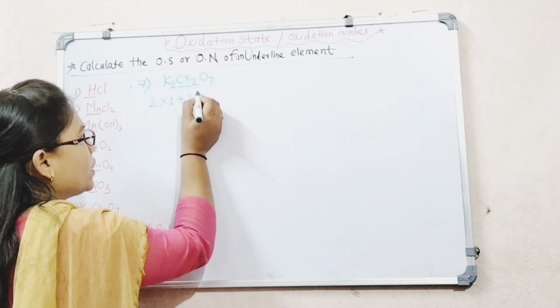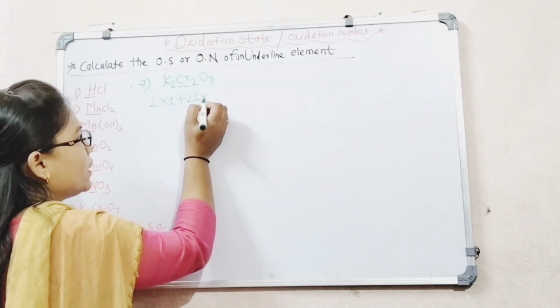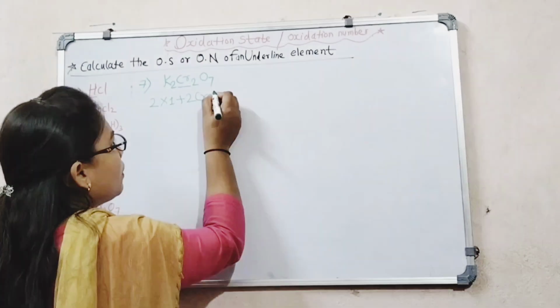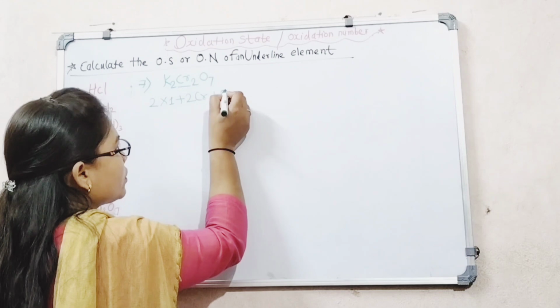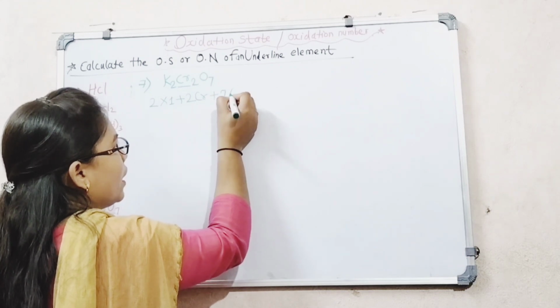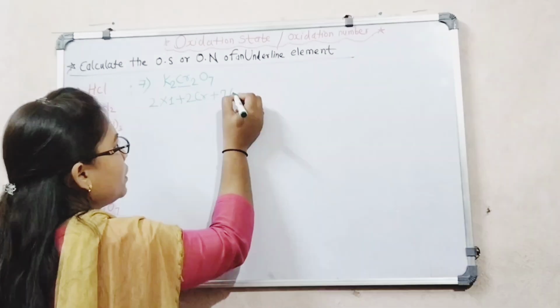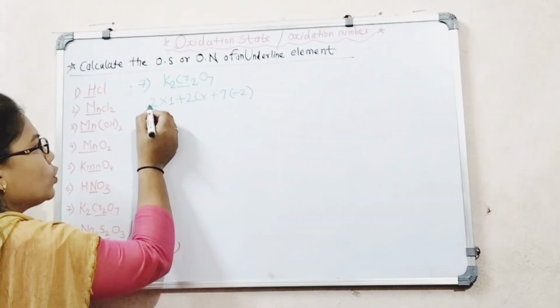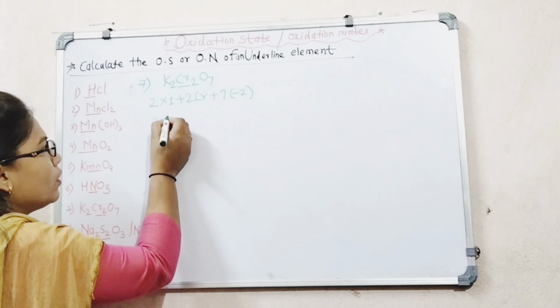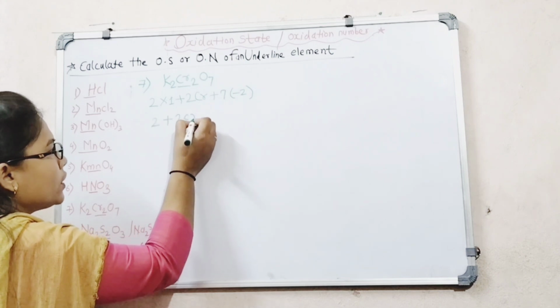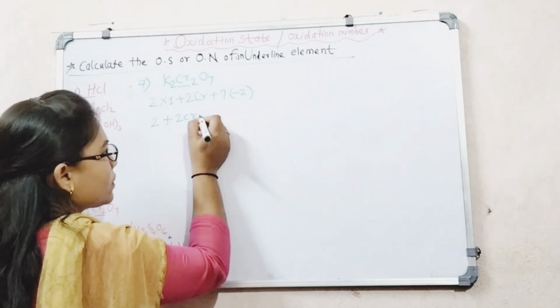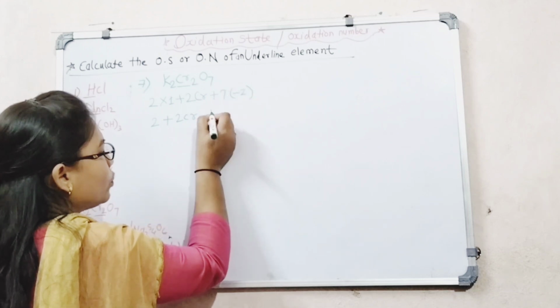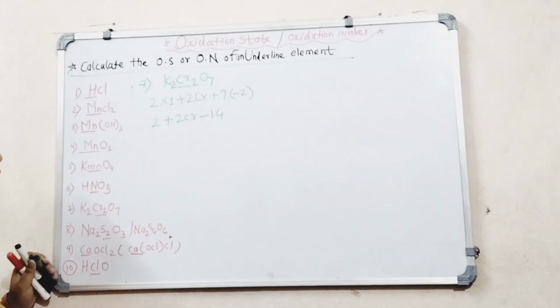And we have to calculate Cr. So that's why I write here as it is Cr. Plus, how many atoms of oxygen? 7. So I write here 7. And what is the oxidation state of oxygen? Minus 2. So that's why I write here minus 2. Then calculate 2 into 1, 2 plus 2 Cr plus minus 7 into 2, 14.